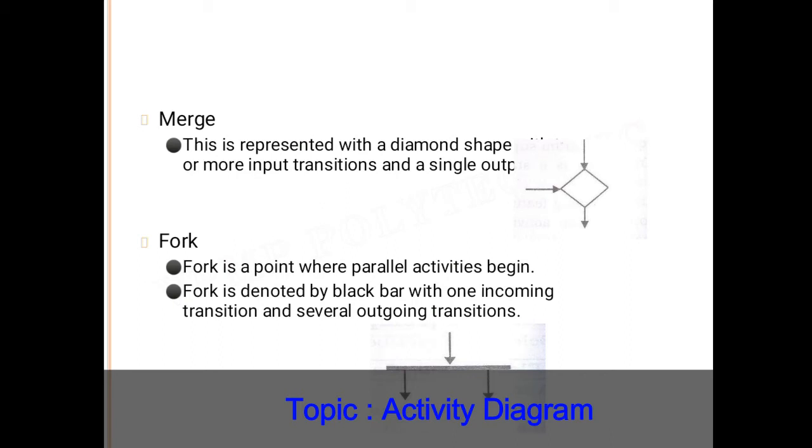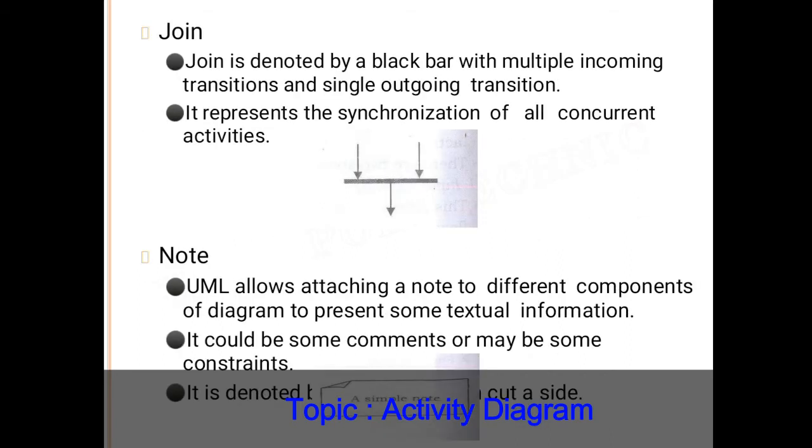Okay. Then next, join. Join is denoted by a black bar with multiple incoming transitions. It means whenever more than one activity arrives at a time, we have to use the join symbol. The join symbol represents synchronization of all concurrent activities.